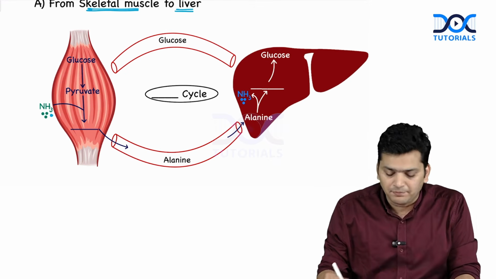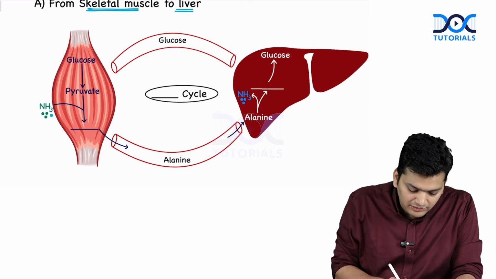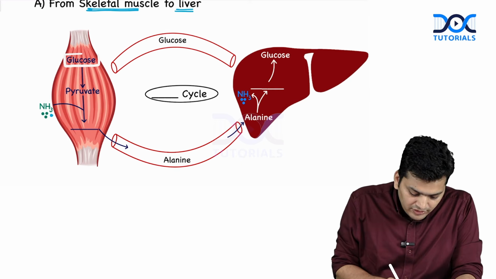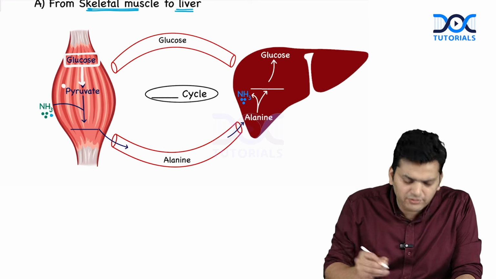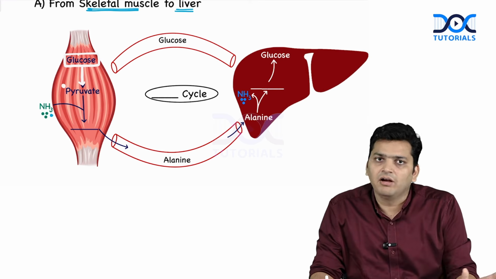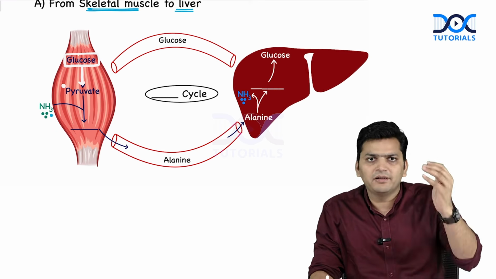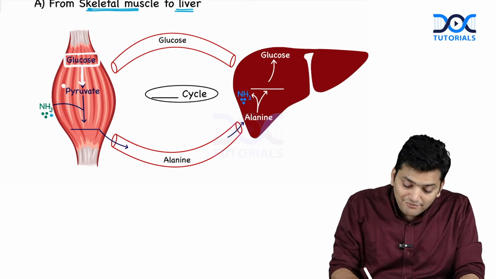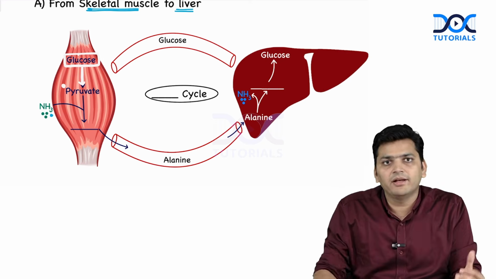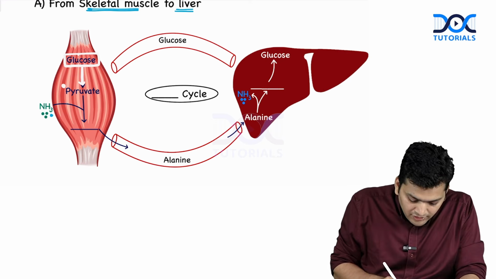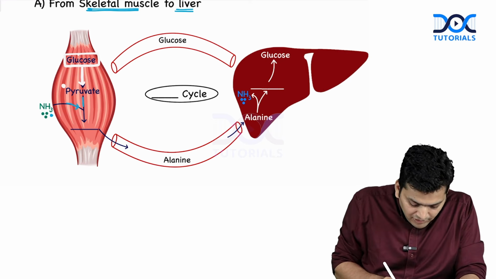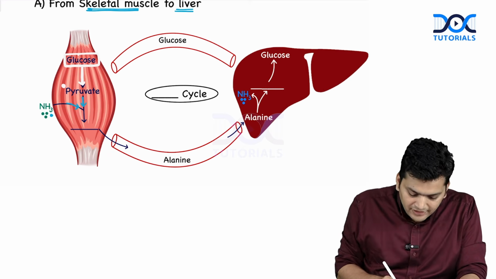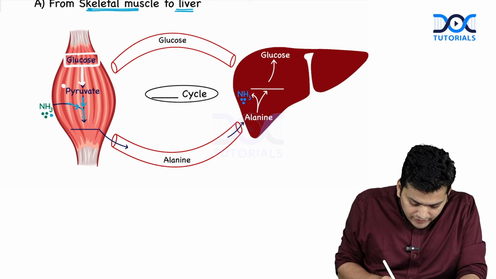For energy purposes, the muscle uses glucose molecules, and the glucose molecule undergoes glycolysis. The product is going to be pyruvate, which we will discuss in glycolysis. In the carbohydrate part, glucose converts into pyruvate and gives energy to the muscle. Now if there are free ammonia molecules and you want to bring them to the liver, the ammonia molecule can join with the pyruvate and make a molecule called alanine.